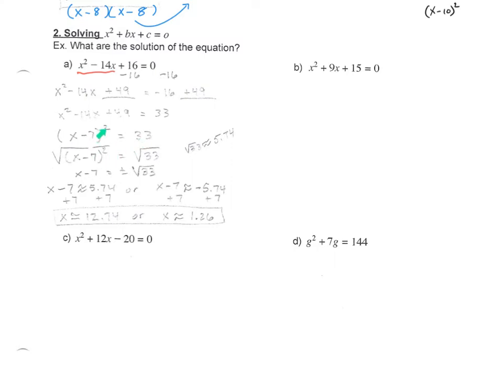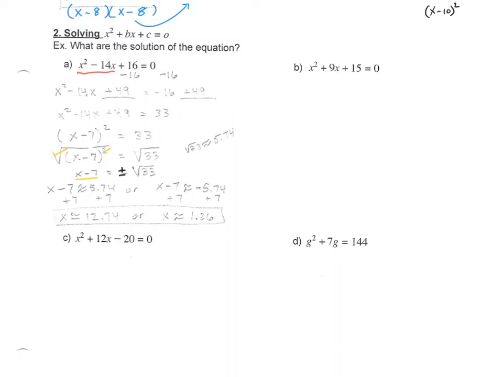Now that I have my something squared, I can go ahead and use the square root to get rid of that. The square root is going to counteract that squared power. And so I found the square root of both sides. So I have x minus 7 is equal to plus or minus the square root of 33.